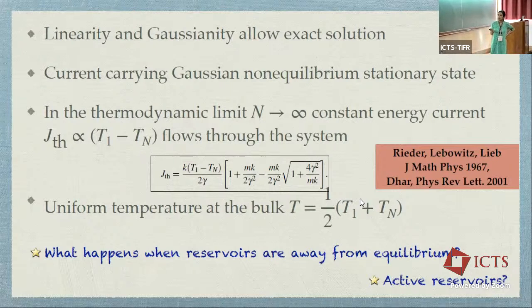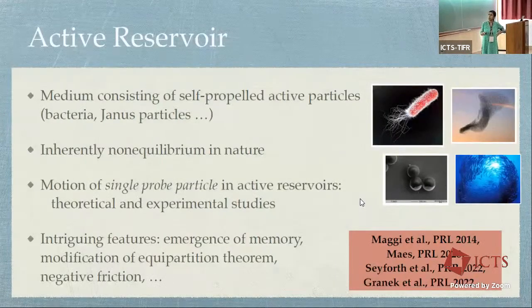So a natural question is what happens when these reservoirs are away from equilibrium, if the FDT is not satisfied. In particular, the question that I'm going to ask is what happens if these reservoirs are active? What I mean by active reservoirs is what was also discussed by Sriram earlier in his talk. We are talking about a medium which consists of self-propelled active particles.